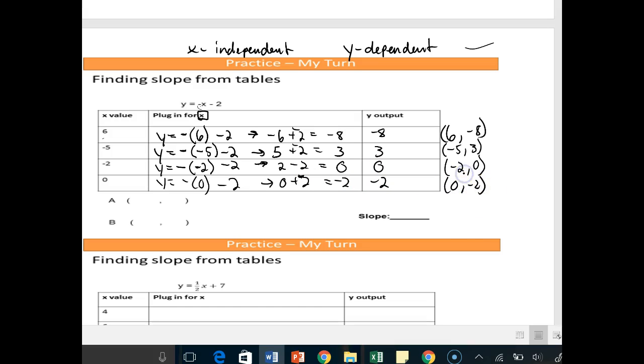Again, you can choose any 2 points you want for this to find the slope. So the slope that I found was 6, negative 8, and negative 5, 3. You could have chosen any points you want. I did negative 8 minus 3 over 6 minus negative 5, and I got negative 11 over positive 11, which is negative 1.